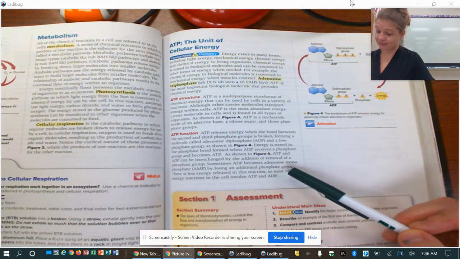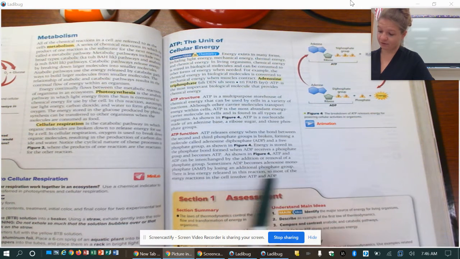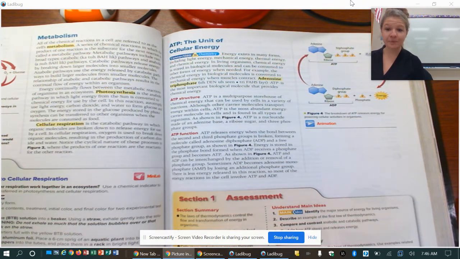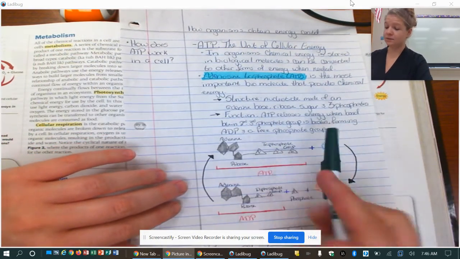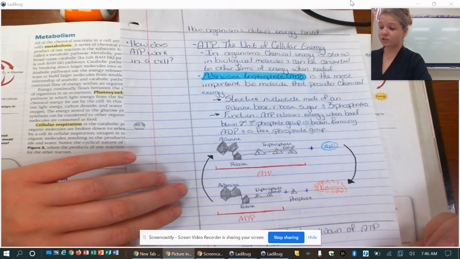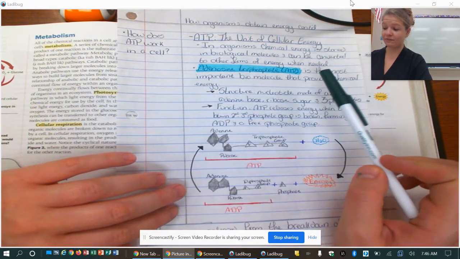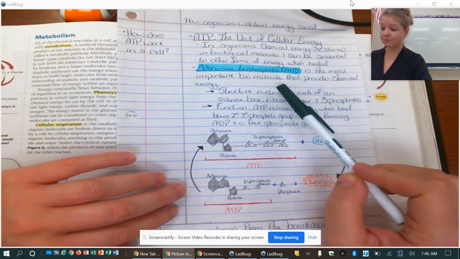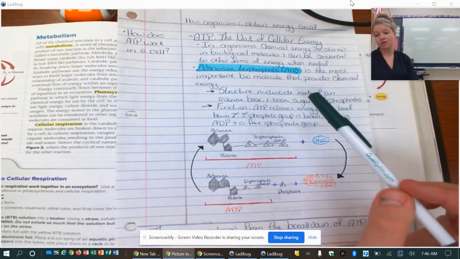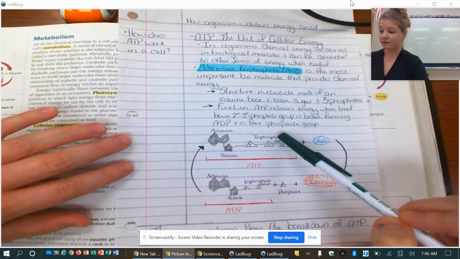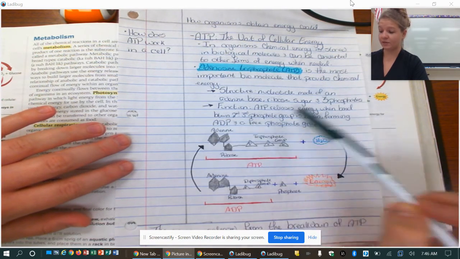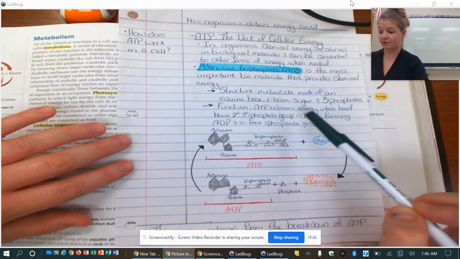Sometimes ADP becomes adenosine monophosphate by losing an additional phosphate group. There's less energy in this reaction, so most of the reactions in the cell involve ATP and ADP. So from there, I summed it up by saying in organisms, the chemical energy is stored in biological molecules, can be converted into other forms of energy when needed. I highlighted my adenosine triphosphate, also known as ATP. It's the most important biomolecule that provides chemical energy. The structure is a nucleotide made up of an adenine base, a ribose sugar, and 3 phosphates. The function of this is that it releases energy when the bond between the second and third phosphate group is broken, forming ADP and a free phosphate group.